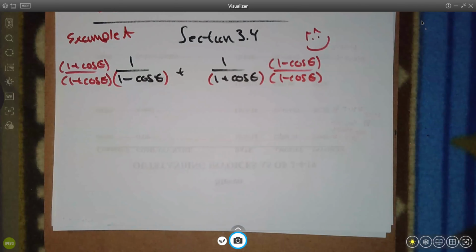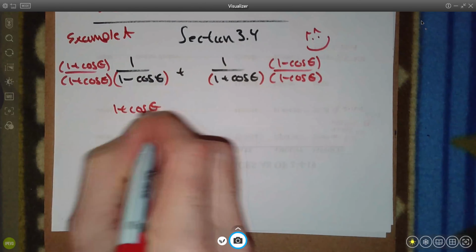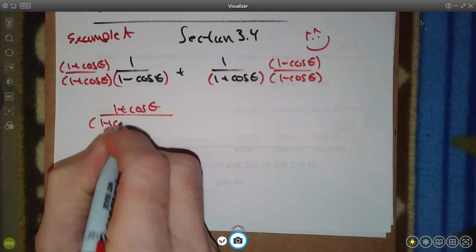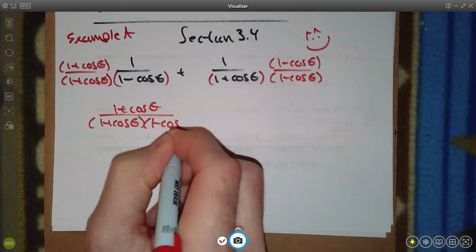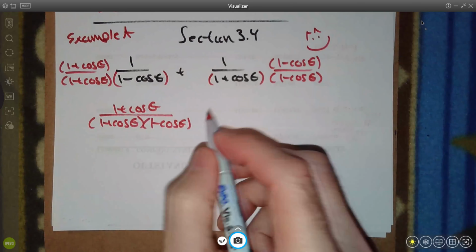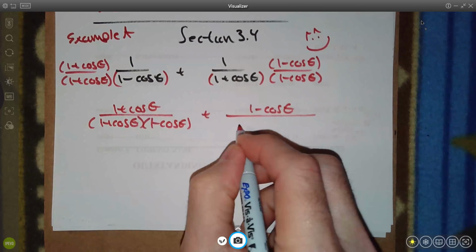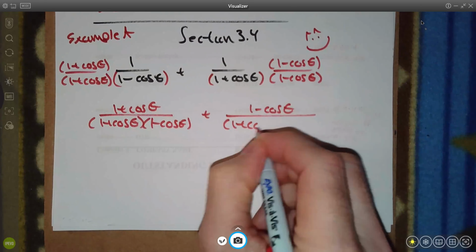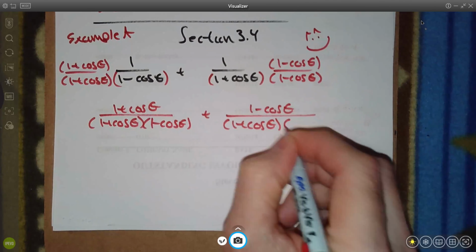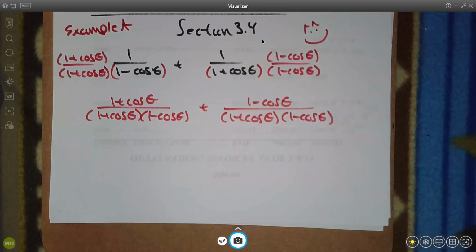Now the good news is that that's given us common denominators. If I just multiply this here, I'm going to get 1 plus cosine of theta over 1 plus cosine of theta times 1 minus cosine of theta. Avoid the temptation to cancel these, because if you canceled them, you'd no longer have the lowest common denominator: 1 plus cosine of theta and 1 minus cosine of theta. So the nice thing is that we've got an LCD for both of these. So I can add them together over that lowest common denominator.